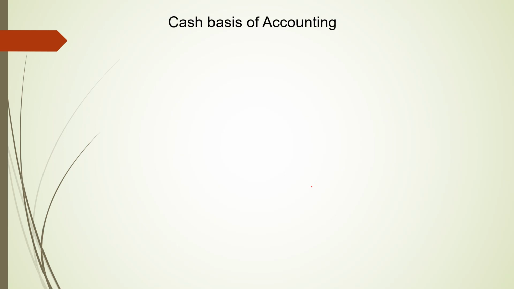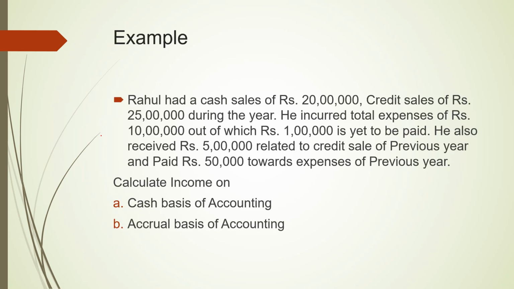Moving further, now let us start with the calculation. When it is cash basis of accounting, as we know, the amount which is received in terms of revenue is going to be recognized as revenue, and whatever is paid is going to be taken as expense. So if you look at this question, Rahul had a cash sales of rupees 20 lakh. So he has received 20 lakh rupees. Credit sale of 25 lakh is not received now but it is received later on. So you will take only 20 lakh rupees as the revenue.